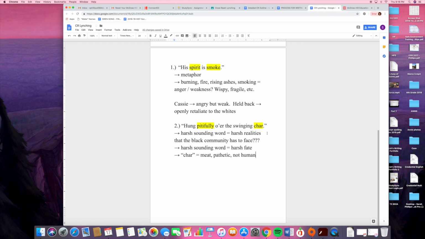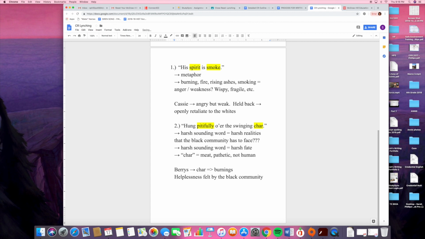Now, all these things, how does this relate to Roll of Thunder? Well, to me, I'm going to bring up the burnings again, and I'm going to bring up the berries this time. Char in and of itself makes you think of burnings. And I think more than ever, thinking about how they're a piece of meat, they're pathetic, they're not human, it relates to me to the helplessness felt by the Black community.